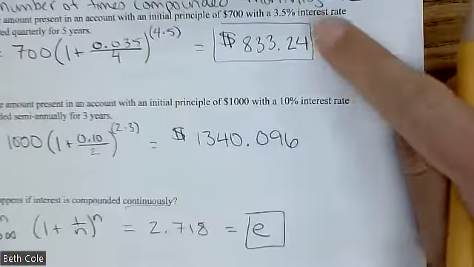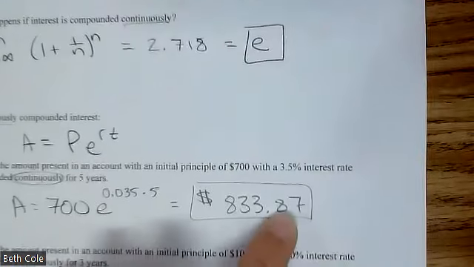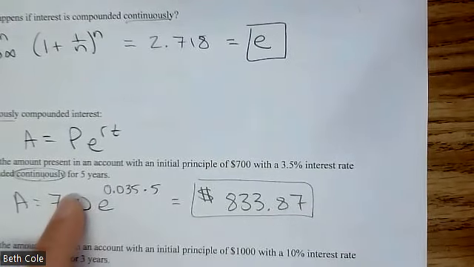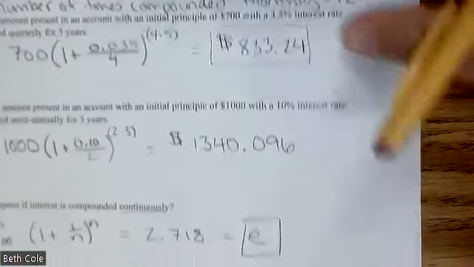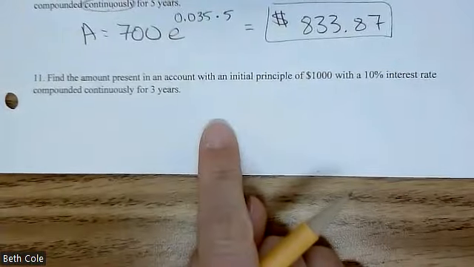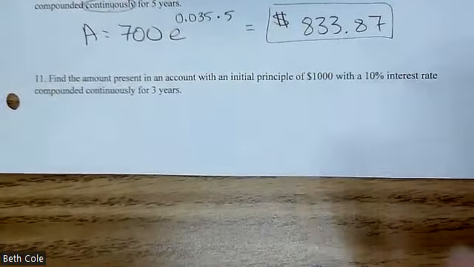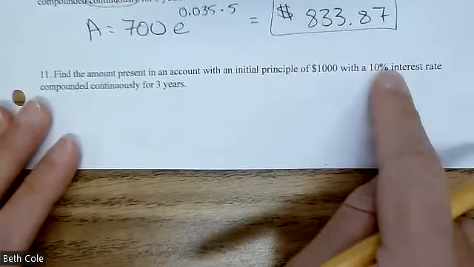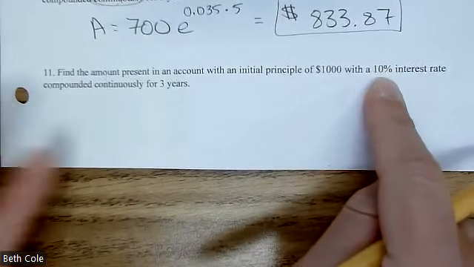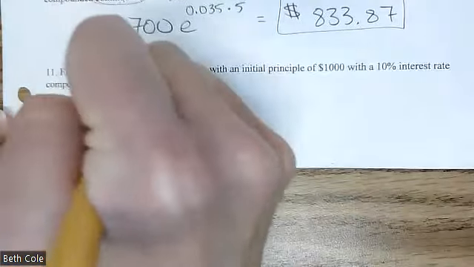Now here's the compare and contrast I wanted you to do. Do you see how this problem and this problem had all the same numbers, except this one was continuously? I know it's not a great big difference, but which one's more? Continuously is going to give you more money. Now this one's going to be a more drastic difference because your interest rate is higher, 10% instead of 3.5%.